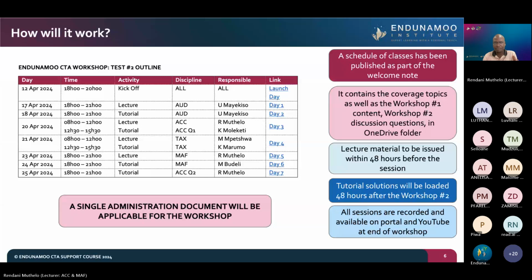And the tutorial session, to just make it easier, we will make them available 48 hours following the end of the workshop. Then all the sessions will be recorded and will then be made available in your OneDrive folder, as well as on YouTube. By the end of the workshop, everything will be sorted. So that is just the administration to ensure we are well aligned. For any guidance, you will see that we provided the administration email. Please use the administration emails for all the queries, which is ctacare@endonamu.co.za.